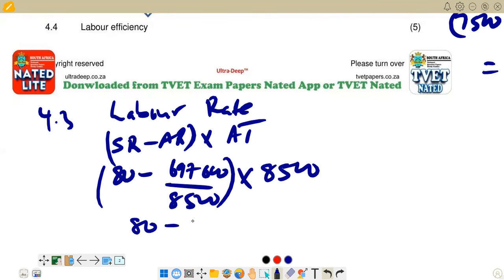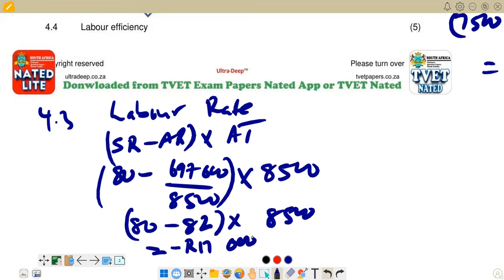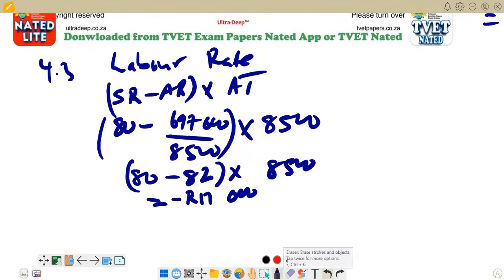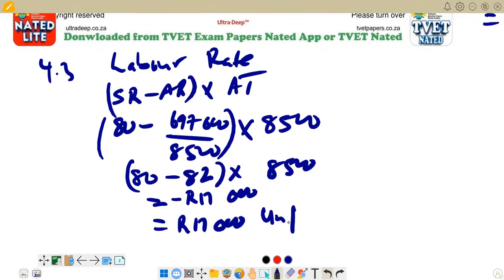So here it is basically 80 minus 82. Then we multiply by 8,500. If you calculate that, you are going to get a negative. Remember, 80 minus 82 is a negative 2. Then you multiply by 8,500. You are going to get a negative 17,000 rands. To simplify it further, remember the question needs us to indicate favorable and unfavorable, and we are seeing that this is a negative figure. So we are going to have 17,000 rands unfavorable. So that's what we have on 4.3.